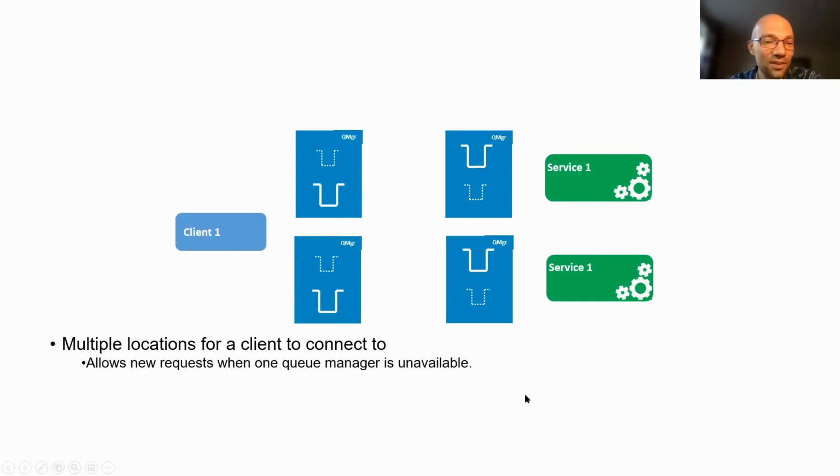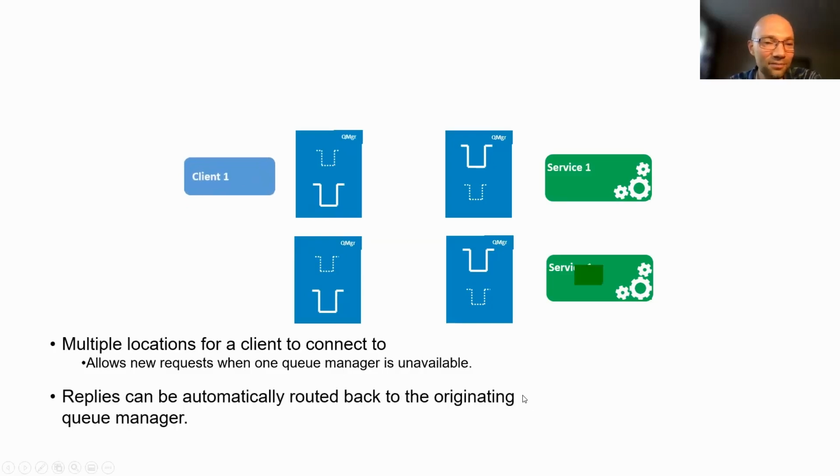Now that client can connect to either of those two queue managers. And when it puts messages to the cluster, using either of those two queue managers, they'll get routed as usual over to the service. And the replies can also be routed back to the originating queue manager. That's probably quite important because your application might well be doing a request-reply style of messaging, where it sends a message into the cluster and expects to get a reply back in the form of a message back to the same queue manager that it's connected to, so it can get those messages off the queue. And the cluster will do that.